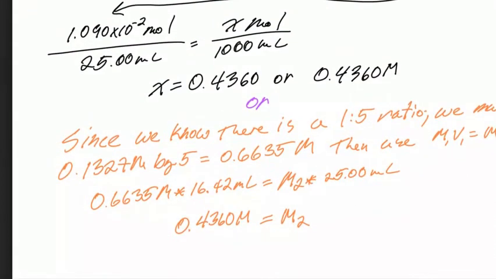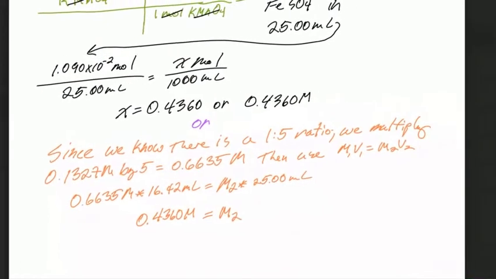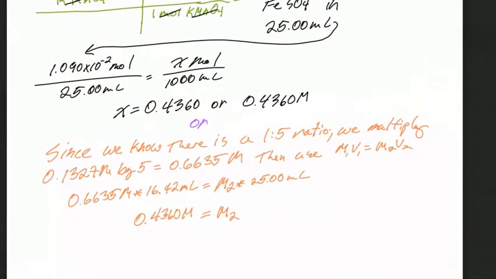Or what we did with the acid-base titration, we can say, hey, 5-to-1 relationship, I'm going to take my big M for the potassium permanganate, multiply it by 5, and set it up as an M1V1 equals M2V2, and my M2 is that unknown concentration. And the unknown concentration, not surprisingly, when you do it this way, is also 0.4360 big M.